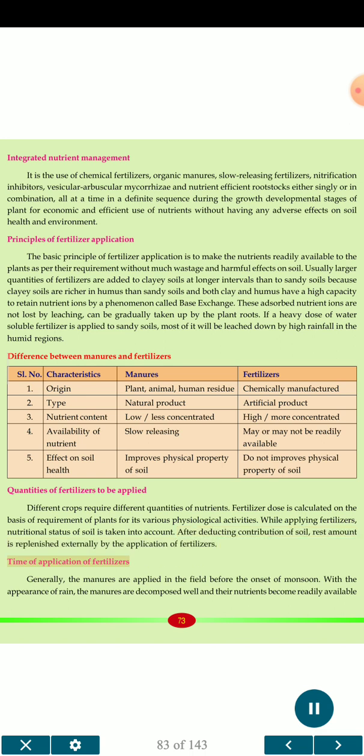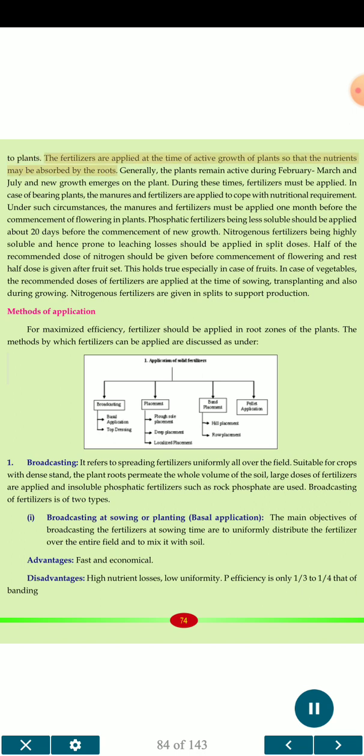Time of application of fertilizer. Generally, the manures are applied in the field before the onset of monsoon. With the appearance of rain, the manures are decomposed well and their nutrients become readily available to plants. The fertilizer are applied at the time of active growth of plants so that the nutrients may be absorbed by the roots.